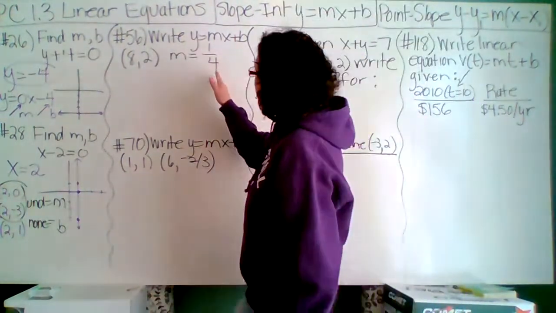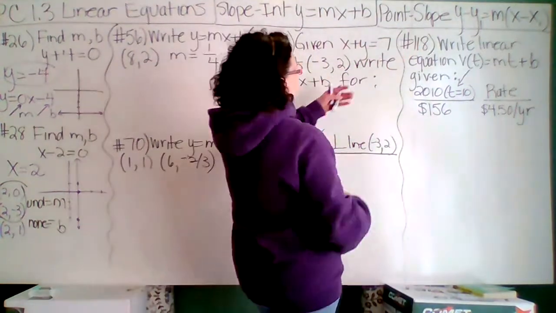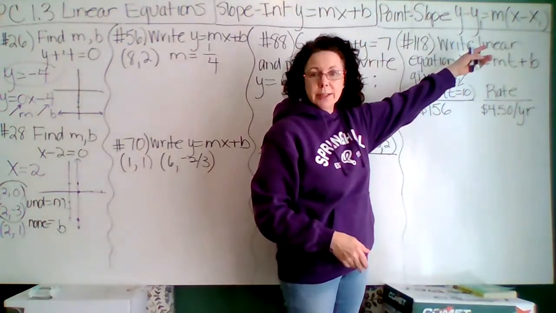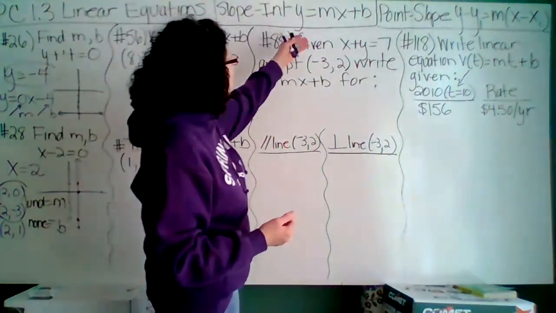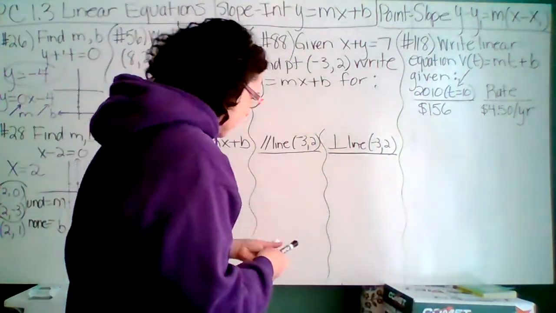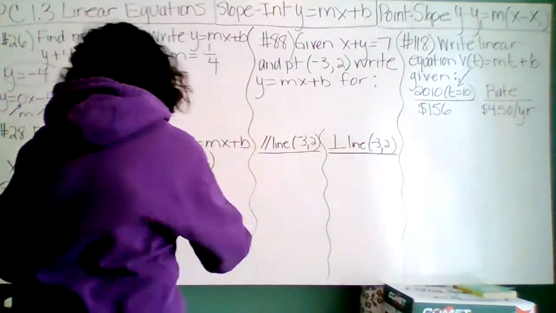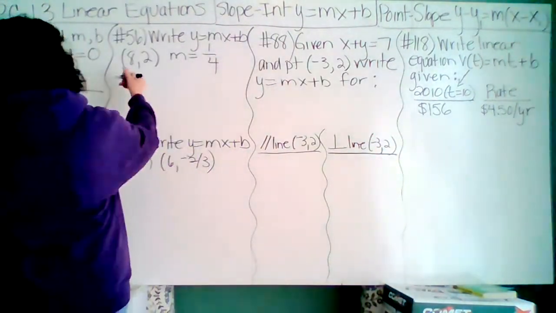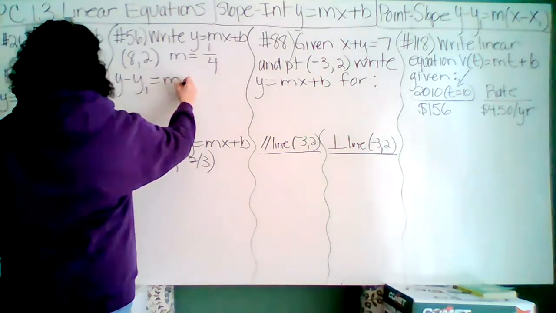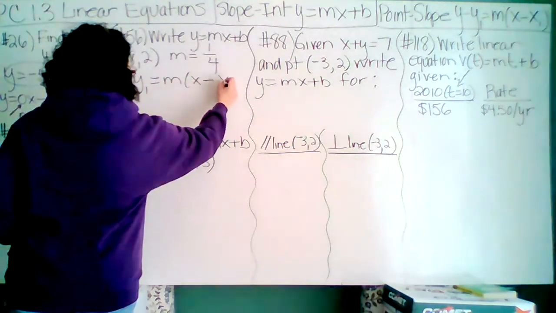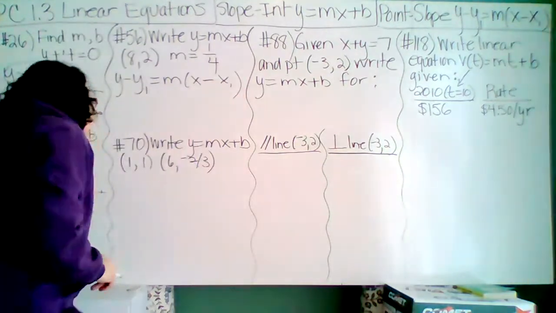So they gave me a slope and a point. I think I should use the point slope form. And then I know how to move everything around legally, so it looks like slope intercept form. So let's go ahead and do that. Let's write the point slope form. There we go. And let's fill it in.